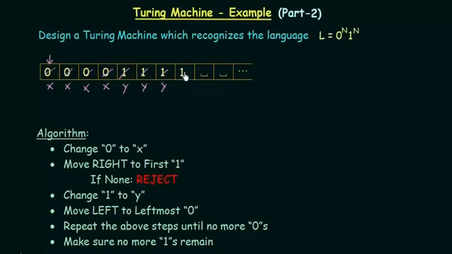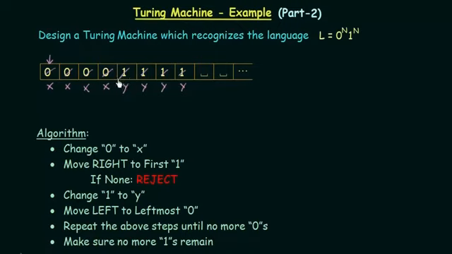Now if I look, there are no more zeros present, and also all the ones are consumed. So our tape looks like X, X, X, X, Y, Y, Y, Y, and the next symbol is a blank symbol. So this string will be accepted.